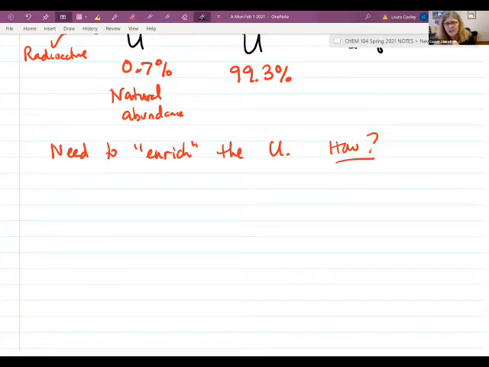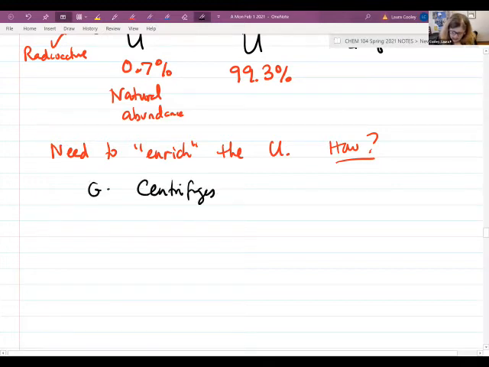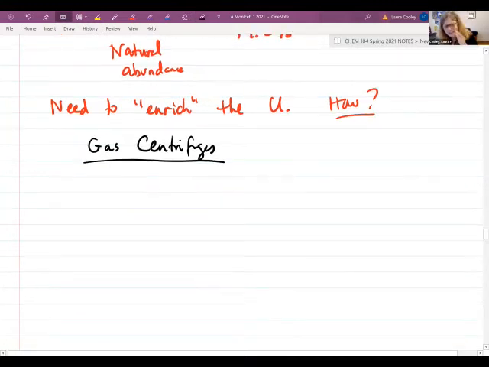Anybody know what's used today to enrich uranium? When we talk about Iran, and they have a certain number of this piece of equipment, you hear about that. Anybody? Do they use lasers? No, they haven't figured out how to do it with lasers. Nope, not yet. How about this? Centrifuges. They have gas centrifuges.